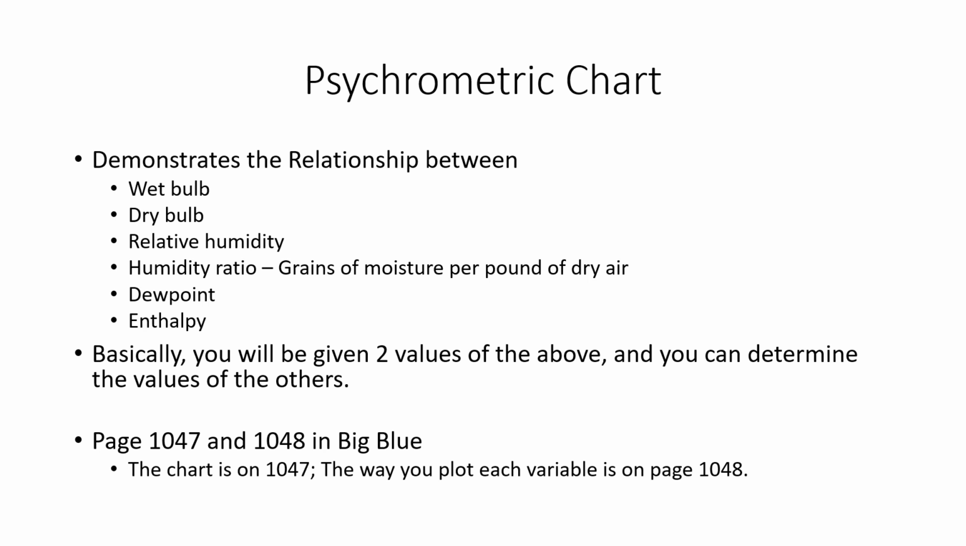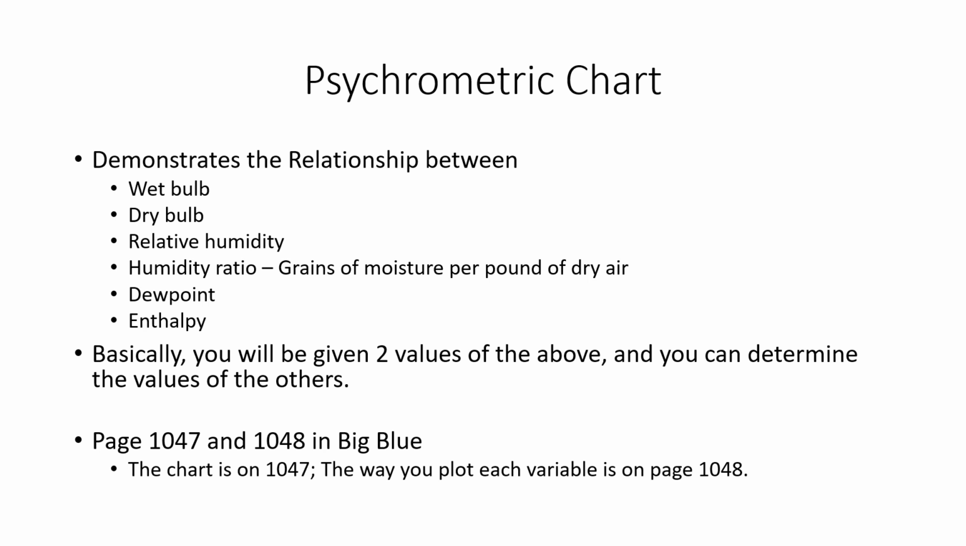The psychrometric chart demonstrates the relationship between the wet bulb, the dry bulb, the relative humidity, the humidity ratio, which is also known as the grains of moisture per pound of dry air, the dew point, and the enthalpy. Basically, you'll be given two of those values, and you can determine the values of all the others. You'll plot them on the psychrometric chart where those two lines meet, and you'll read everything else from there.